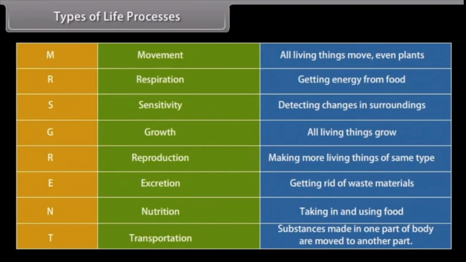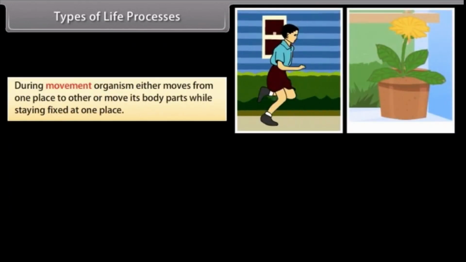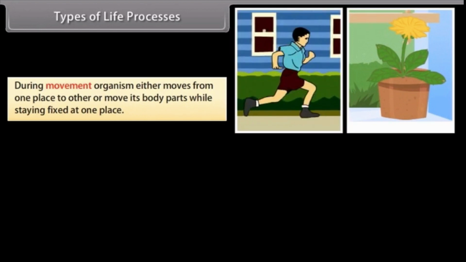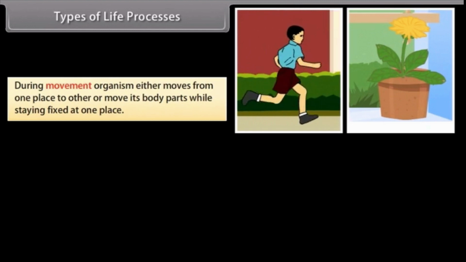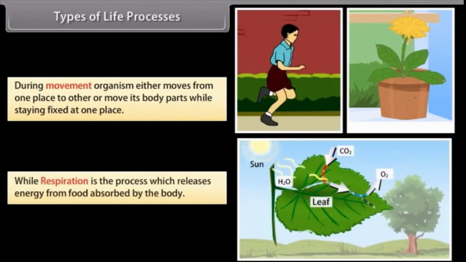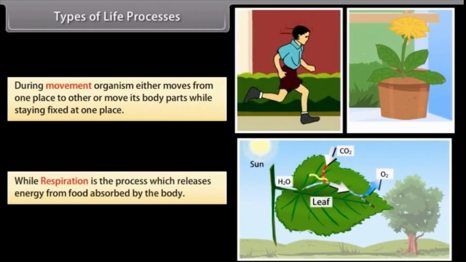Types of life processes. There are the following basic life processes: movement, respiration, sensitivity, growth, reproduction, excretion, nutrition, transportation. During movement, an organism either moves from one place to another or moves its body parts while staying fixed at one place. Respiration is the process which releases energy from food absorbed by the body.